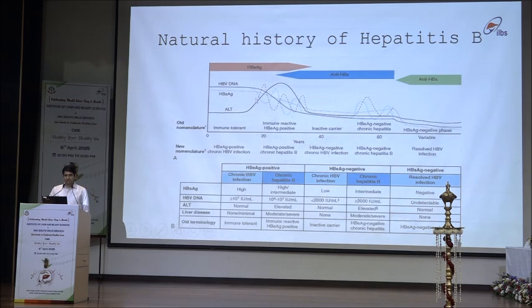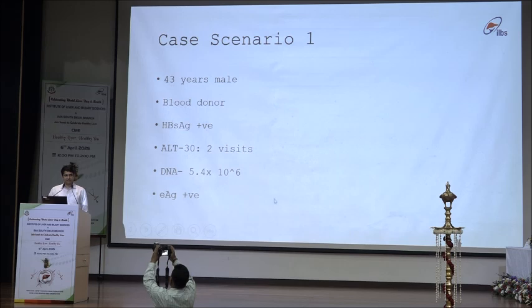Natural history of hepatitis B virus is already discussed by Dr. Ekta, and in the EASL guideline in 2018 they reclassified the stages of hepatitis B virus mainly based on E antigen positivity and negativity, DNA titers, and presence of necroinflammation in the liver based on ALT levels.